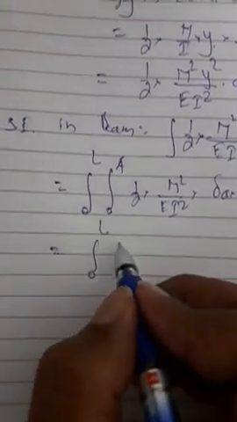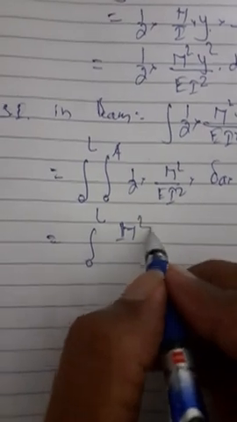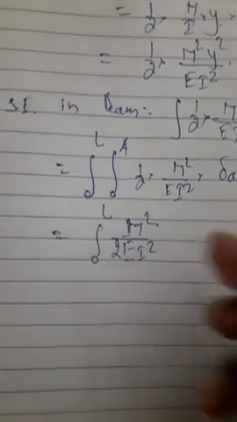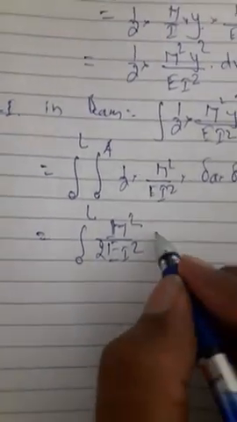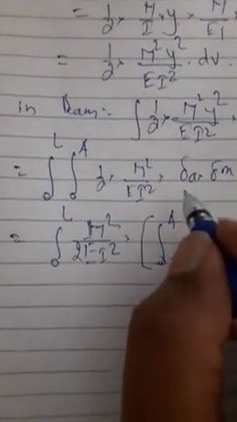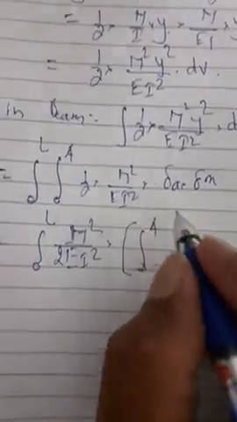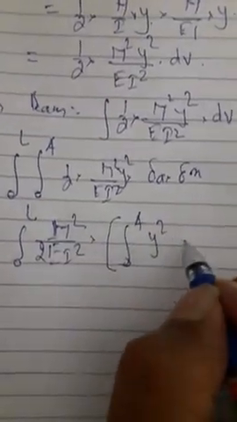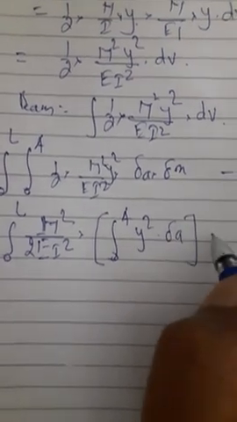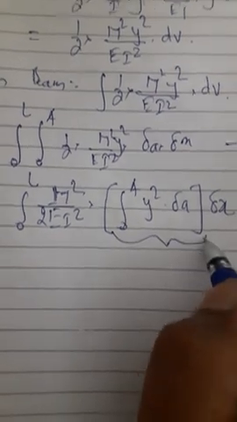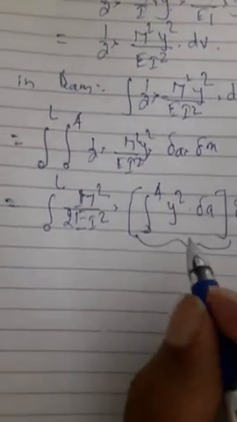Now the same, I can write again as integration of 0 to L, M square by 2 E I square, these terms, into integration of 0 to A, Y square into delta A delta x. Now this term is nothing but moment of inertia I.